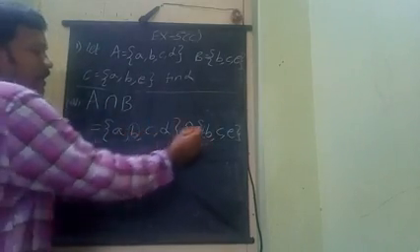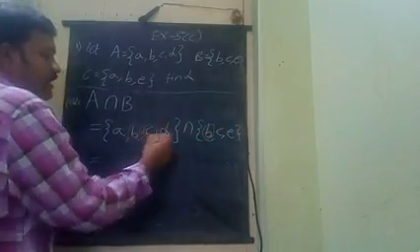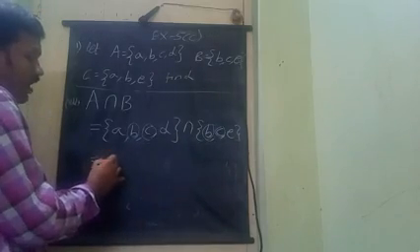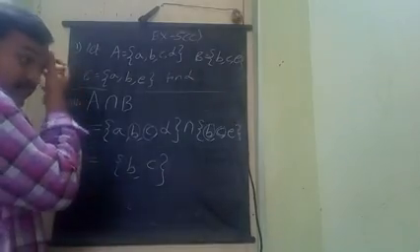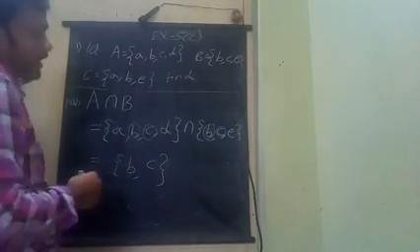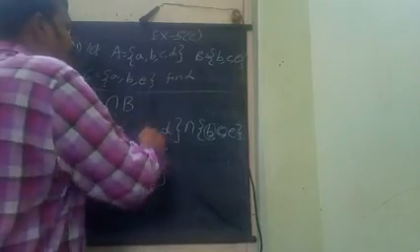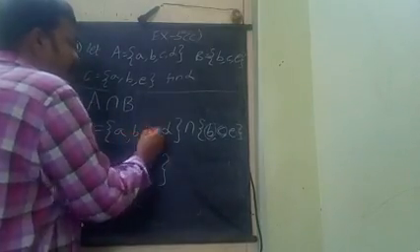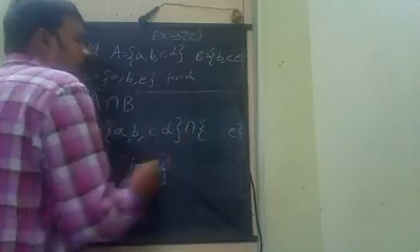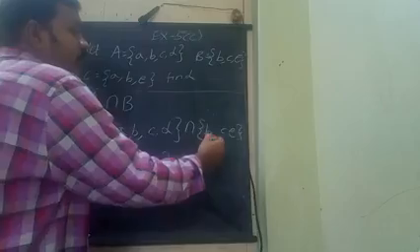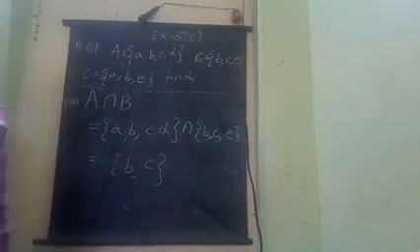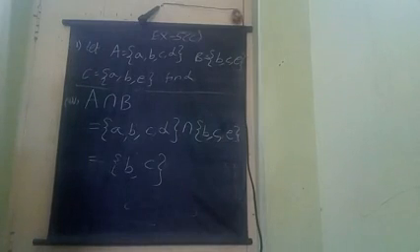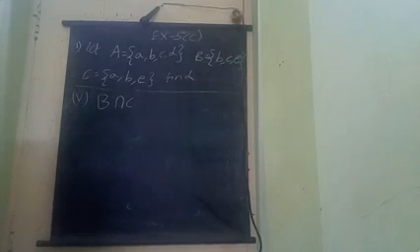B, B, C, C. So the answer for this sum is B comma C. You can write it like this with circles, or you can do it by keeping it in mind. Since we are in the 8th class, we have to keep it in mind and do it. B comma C are the common ones. So the answer is B comma C. And the next sum is here.